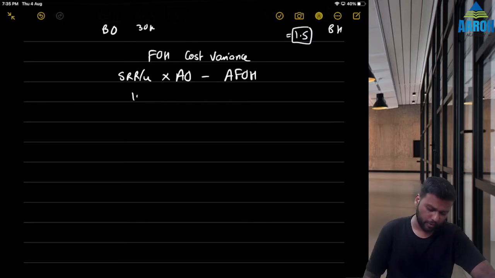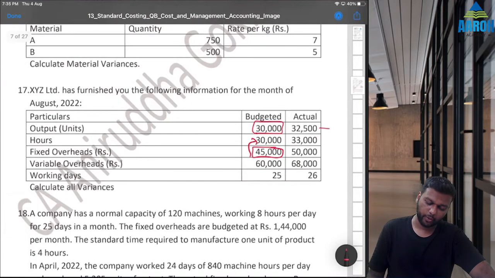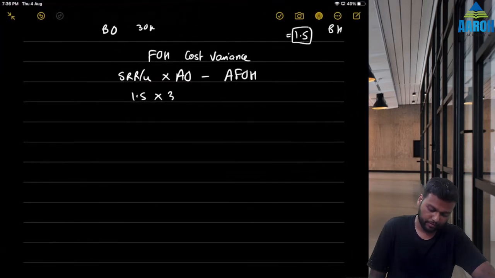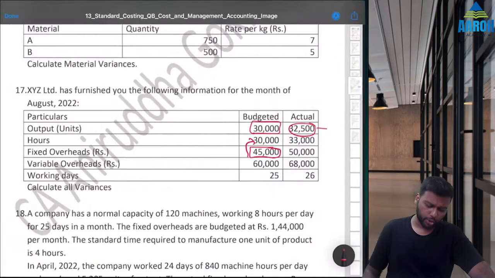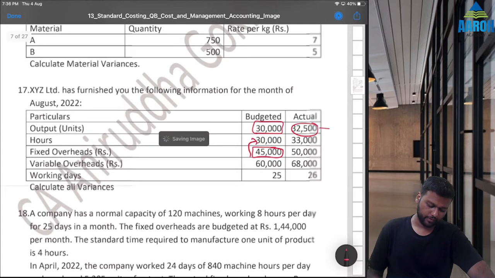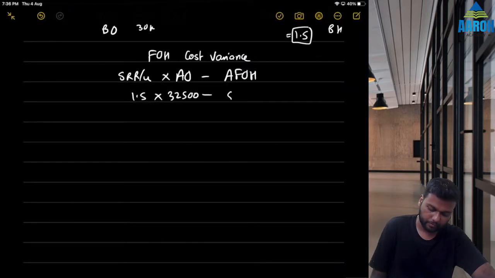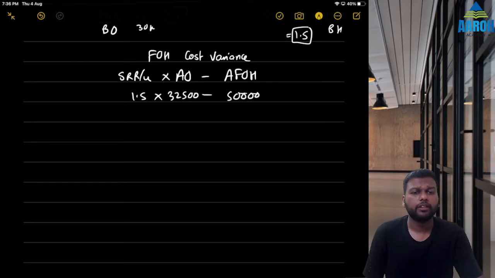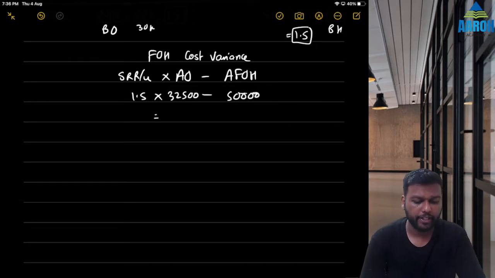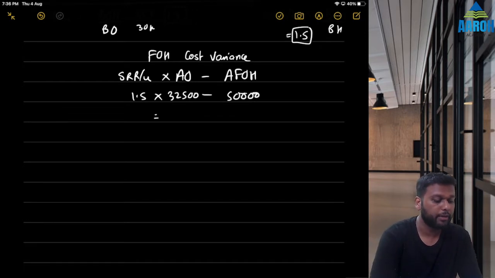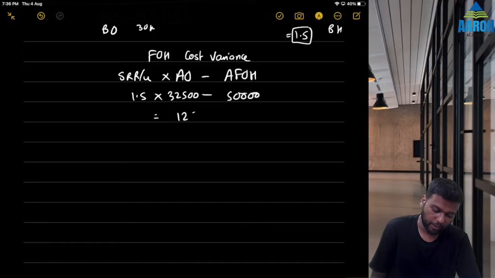Into actual output is what? They have given to us 32,500, right? Minus actual fixed overheads, they are also given to us. Fixed overheads actual are 50,000. So check how much this is. 32,500 into 1.5 is 48,750. So 50,000 is more, actual cost is more. Actual cost is more, that means this is adverse. So 1,250 adverse.